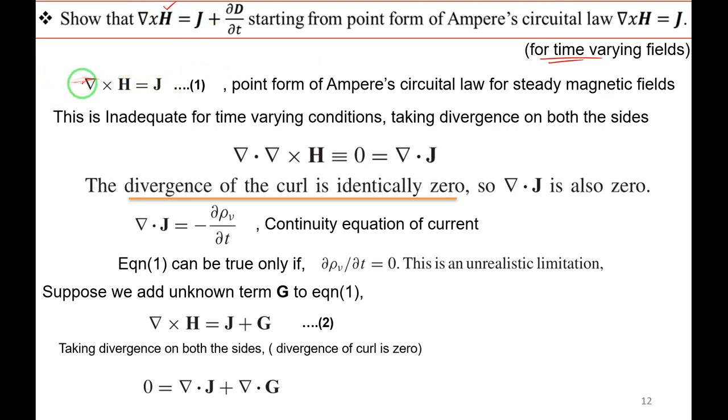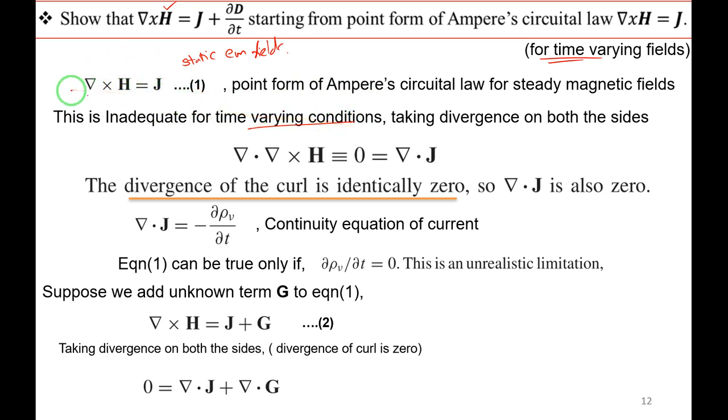So starting from the point form of Ampere Circuit Law, del cross H is equal to J, this holds good for static electromagnetic fields. But it does not hold good for time varying fields. For time varying fields, del cross H is equal to J plus the rate of change of electric field. So this should come into picture, and we will justify how it comes into picture. This equation is inadequate for time varying conditions, right?